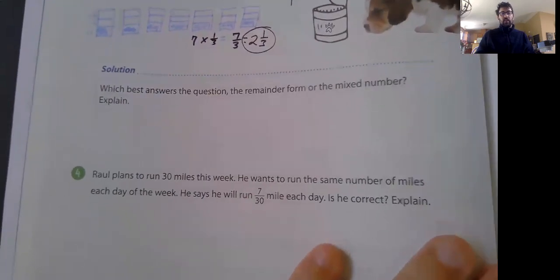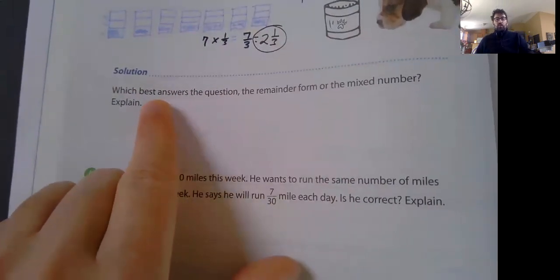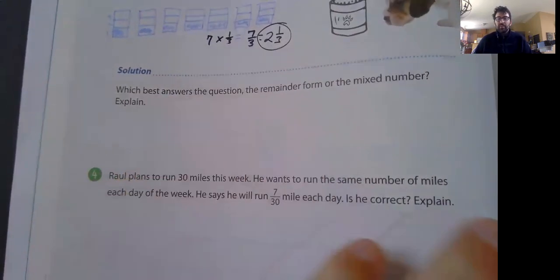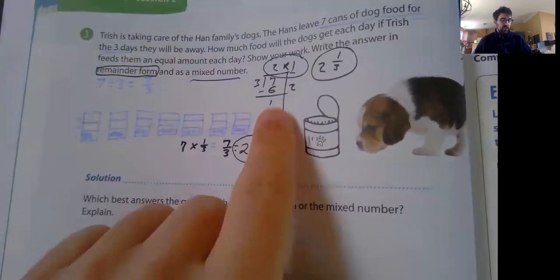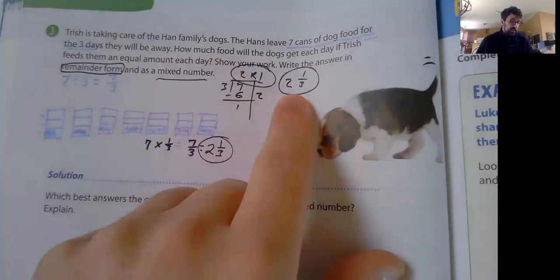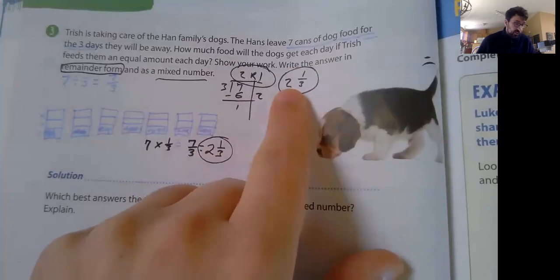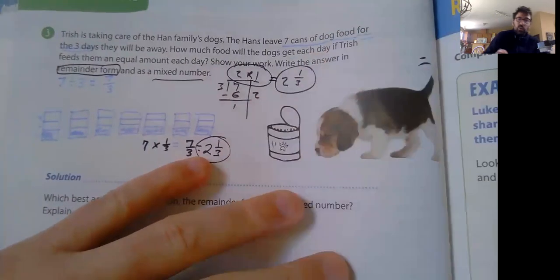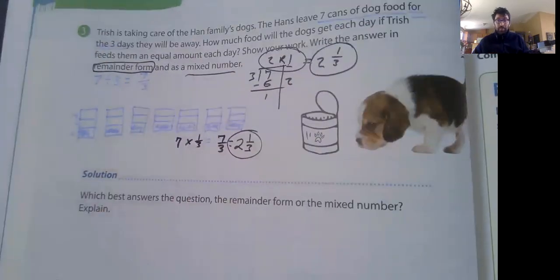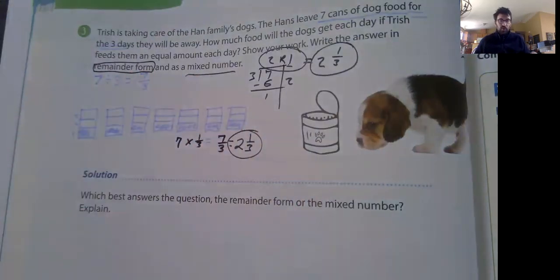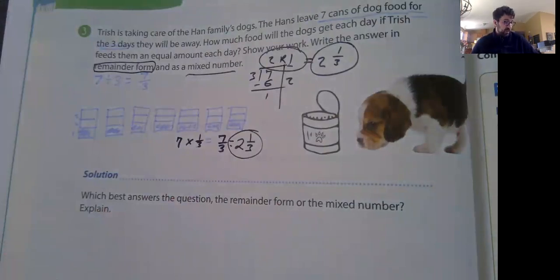Which best answers the question, the remainder form or the mixed number form? We have 2 with the remainder of 1, or 2 and 1/3. Now these are equal, right? These are saying the same thing. But which one best answers this question? The remainder form or the mixed number form?